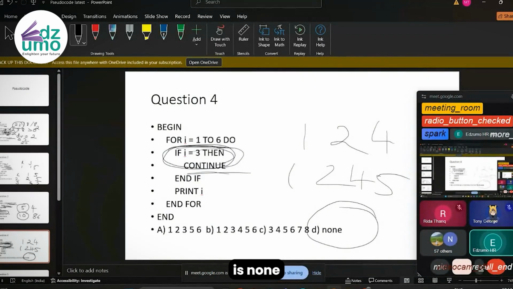Clear? So the answer is none of the above, because 1, 2 are printed, only one case is okay. What is not printed is when I becomes 3, because the condition is true there. So please feel free to ask any doubts or queries.